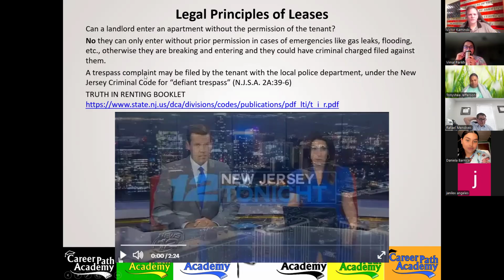It's actually called a trespass complaint, which may be filed by the tenant with the local police department under New Jersey's criminal code for what they call defiant trespass, under New Jersey statutes 2C:18-3. All right. And you could get that from the Truth in Renting booklet. The Truth in Renting booklet describes what the tenant's rights and obligations are and what the landlord's rights and obligations are. And it has all kinds of resources for tenants as well.